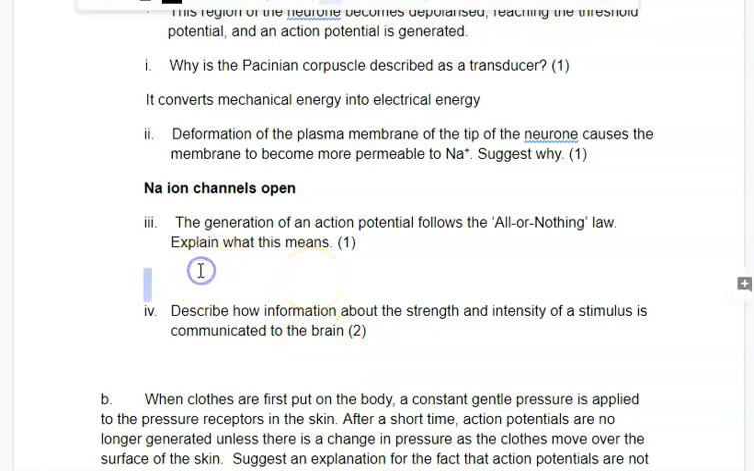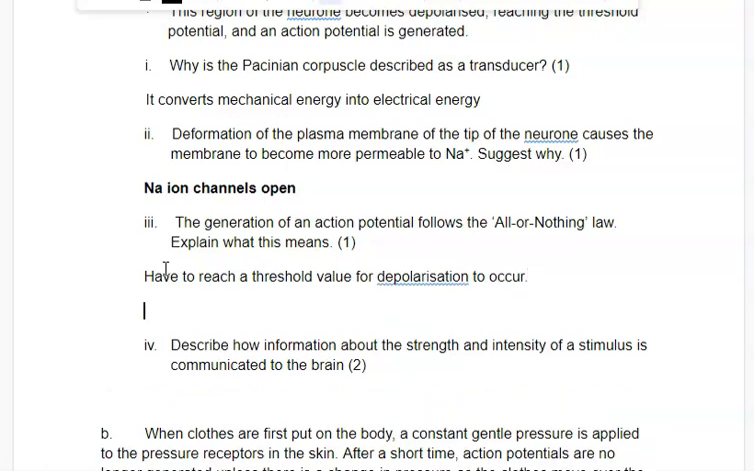Okay, part 3, the generation of an action potential follows the all or nothing law. What does that mean? It means that we have to reach a threshold value for depolarization to occur. And if we don't reach the threshold, no action potential is generated.